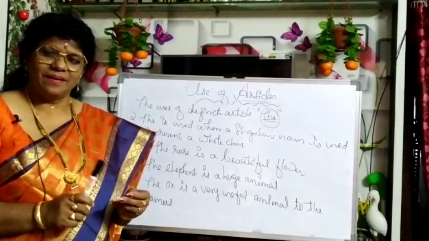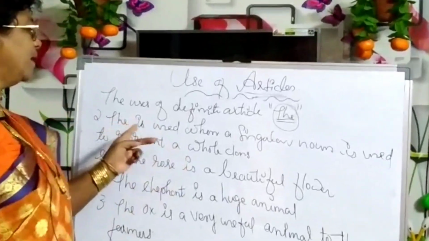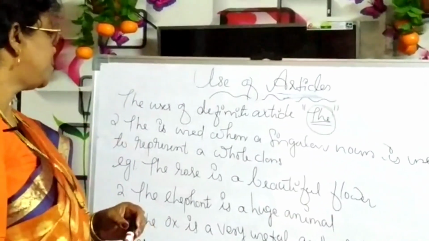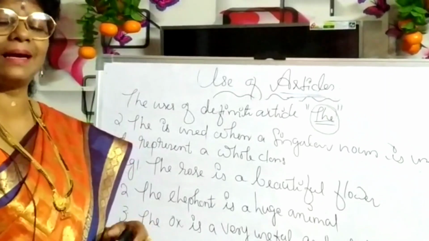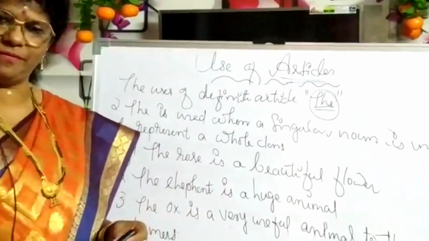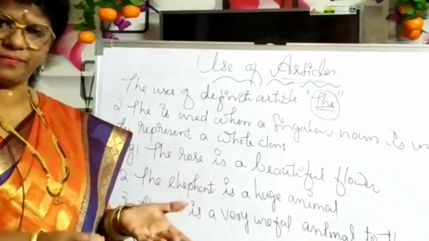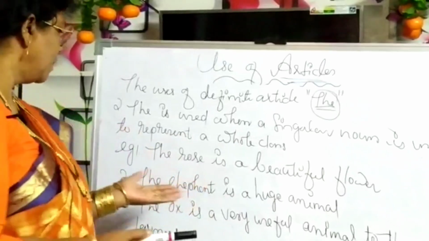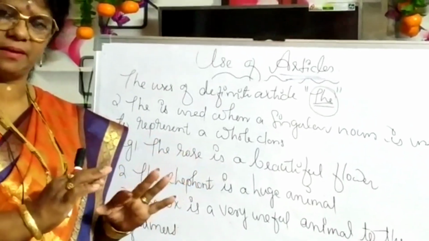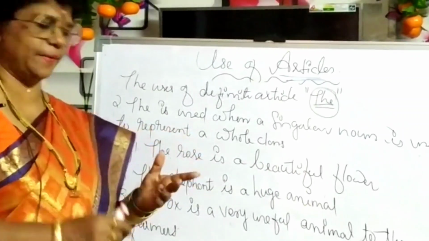Let us see the second rule. The is used when a singular noun is used to represent a whole class. Collectively we are using. Example, the rose is a beautiful flower. We are talking about the class of rose, the group of rose. The elephant is a huge animal. The whole elephants together, the whole class we are representing.